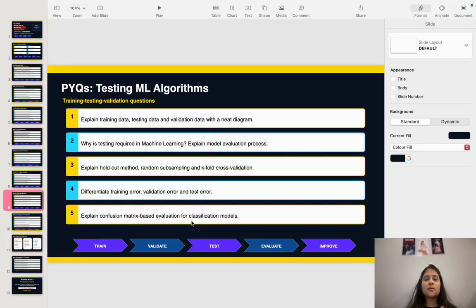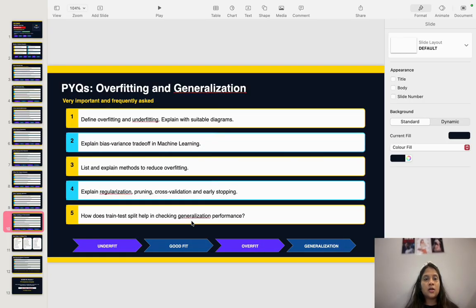Okay, so this was about testing ML algorithms, and next is overfitting and generalization. Okay, so define overfitting and underfitting. Explain with suitable diagrams. So here you have a diagram. That is a very easy concept. If you know the diagram, you can easily define what is overfitting and underfitting. Okay, so explain with an example if it is asked for 8 or 10 marks.